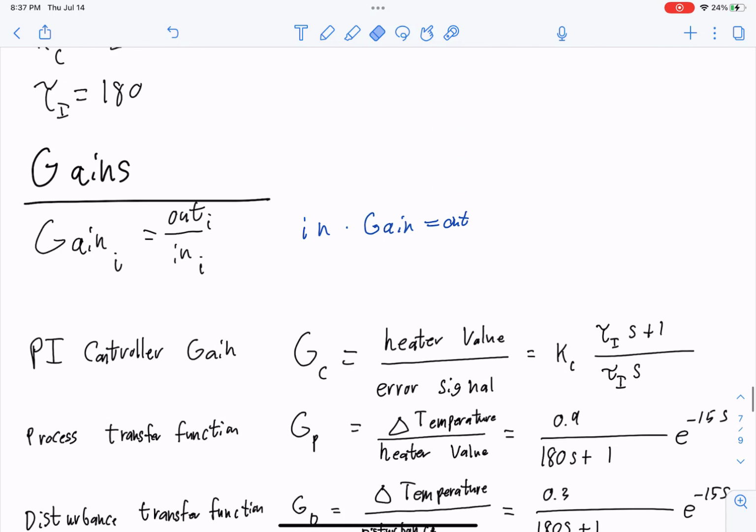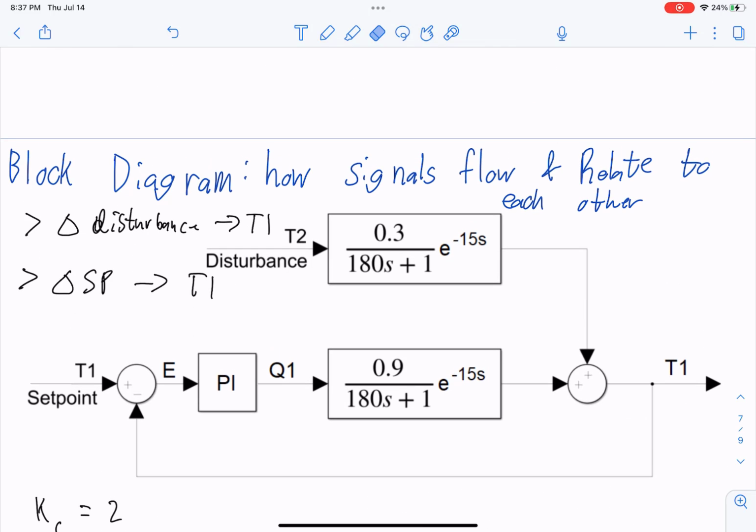So let's go ahead, let's look really quick at what the gain equations are, and then let's go ahead and define our system. And then, as we said before, we'll look at how a disturbance would affect the system.